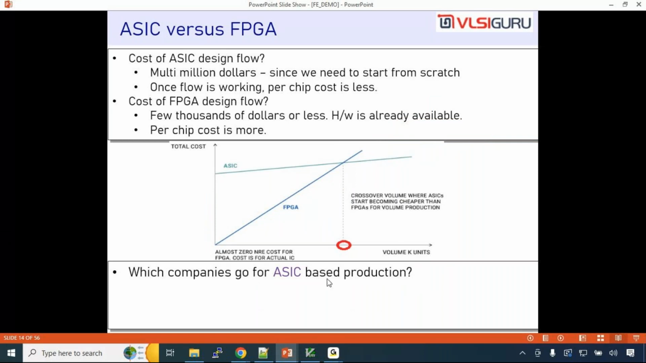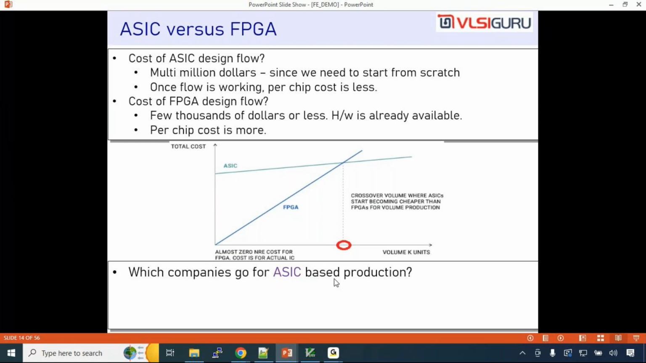Which companies go for ASIC based production? Tell me. Not just Apple. Any company who wants to sell electronic products in bulk. Okay. Best example is mobile phone, the laptop. They are all ASIC based.